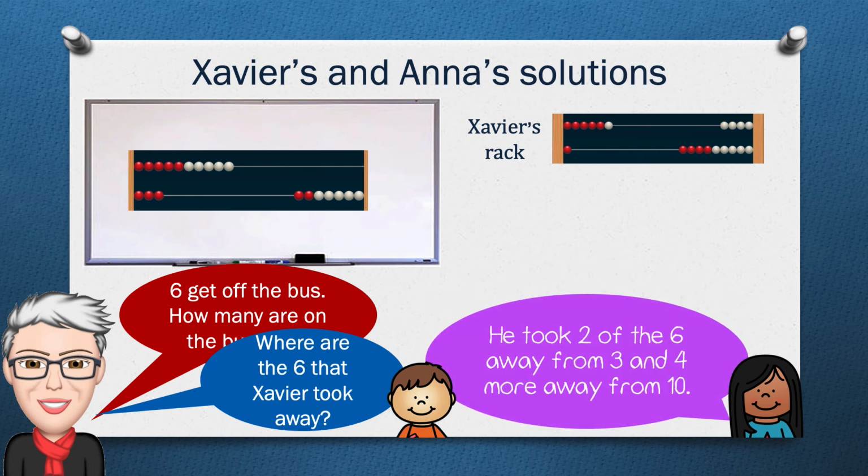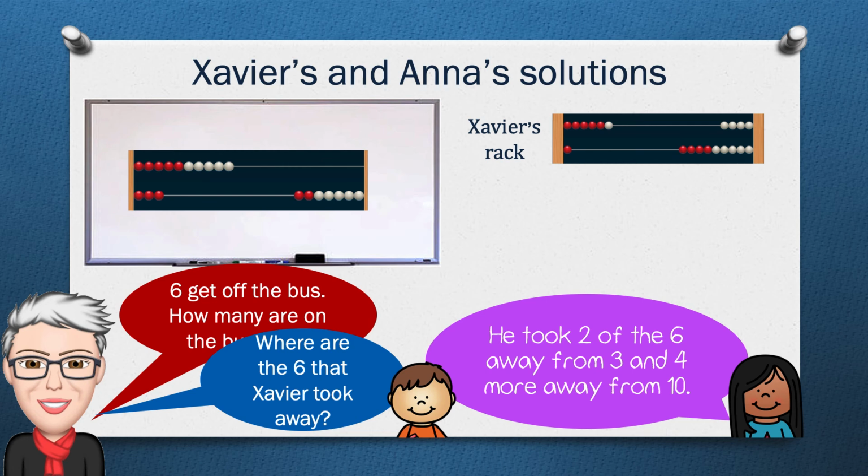As the discussion continues, children will talk about where the 6 are that Xavier took away. He took 2 of the 6 away from the 3, and he took the other 4 of the 6 away from the 10. These remarks link Xavier's movement of the beads with quantity. So here again, the discussion involves shifts from talking about beads to talking about quantity.